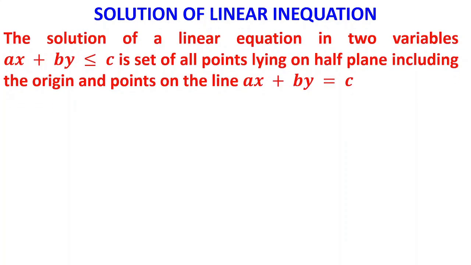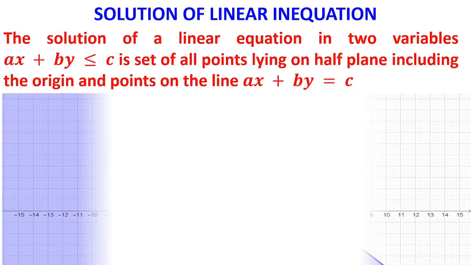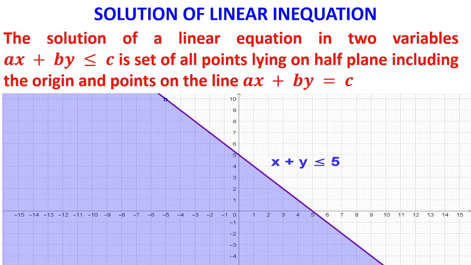Let us go to the next inequation, ax + by <= c. Once again, it is the set of all points lying in the half plane, including the origin and the points on the line also. Now taking the same equation, x + y <= 5: x + y >= 5 is above the line, x + y <= 5 is below the line. But how do we decide whether it is above or below? By checking whether the origin satisfies the inequation or not. Very simple.